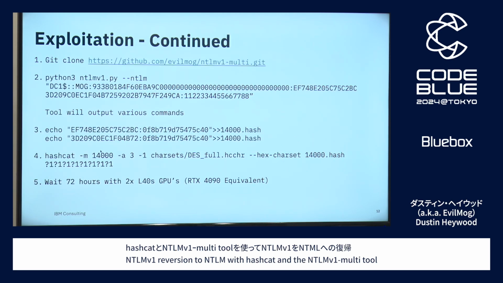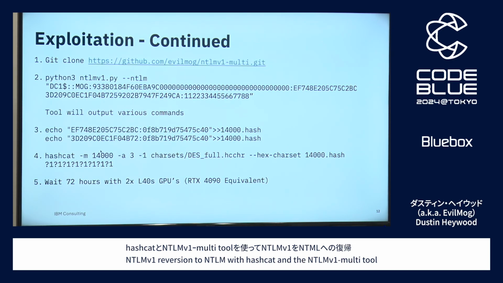So, you git clone down my tool, go to github.com/evilmog, and there's a QR code at the end that actually displays what this is, so you don't have to write down my chicken scratch. But you git clone down the tool, you run python3 ntlmv1-multi, dash-dash-ntlm, and you give it the hash. The tool will then output what you put into hashcat, including the commands to actually execute. So you no longer have to manually format the hashes.